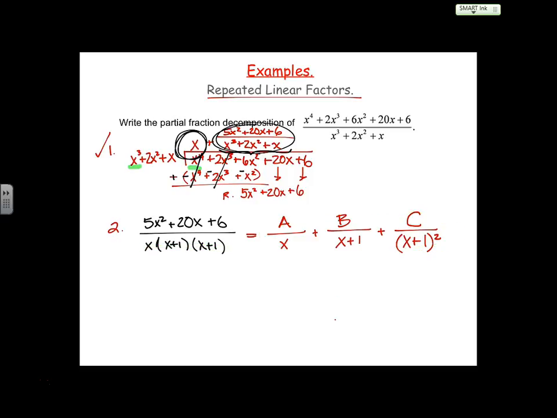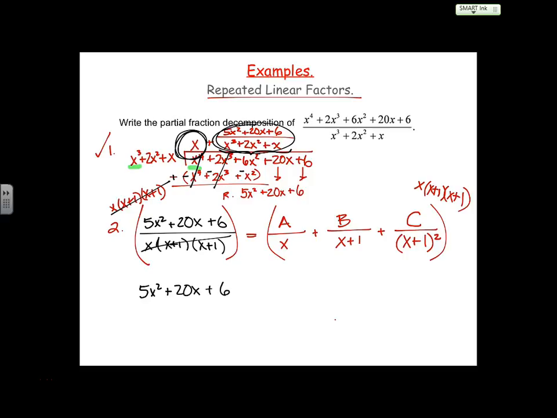Yeah, I get rid of all my denominators. I get rid of all my denominators by multiplying everybody by the common denominator, which is going to be x times x plus 1. You can write x plus 1 twice if it's easier for you. Where I do on one side, I do on the other side. On the left-hand side, what's going to happen to my denominator? Beautiful, they're all gone, right? On the left-hand side, they're all gone. I just have 5x squared plus 20x plus 6.